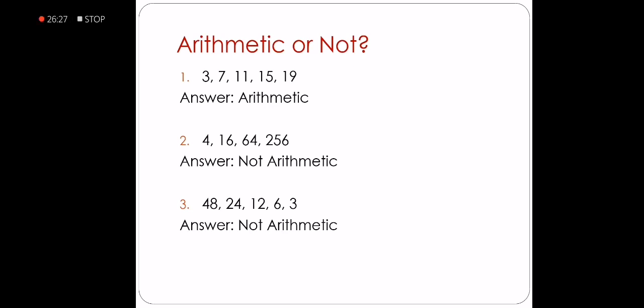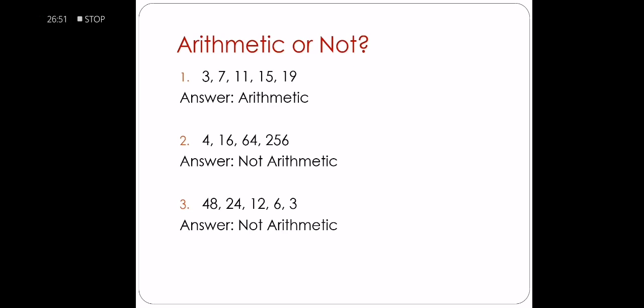So, sa number 1, we have 3, 7, 11, 15, and 19. So, this is an arithmetic sequence kasi meron siyang tinatawag na common difference. And yung common difference ay 4. Why? Because 19 minus 15 is 4, 15 minus 11 is 4, 11 minus 7 is 4, and 7 minus 3 is 4.